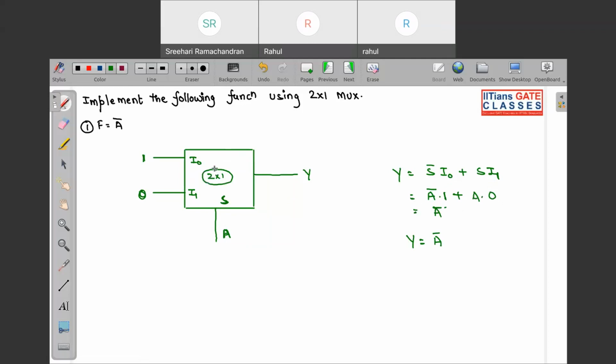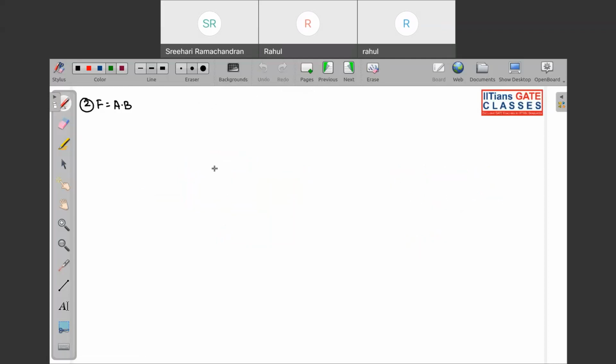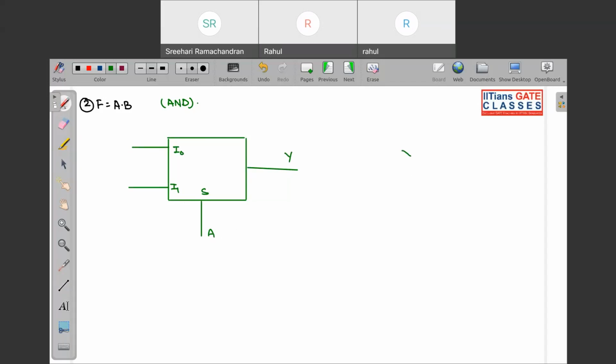Any doubt in this? Okay, fine. Next, we have to implement an AND gate using a 2x1 mux. So take any one of the following: either A or B in the selection line. So write the generalized expression.